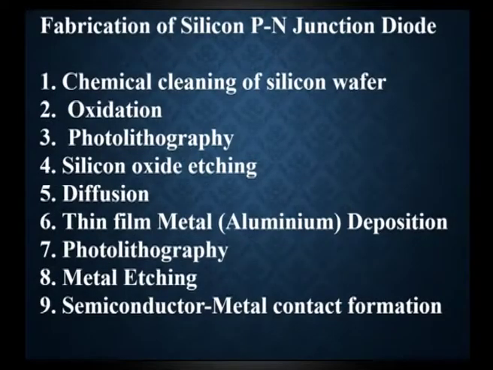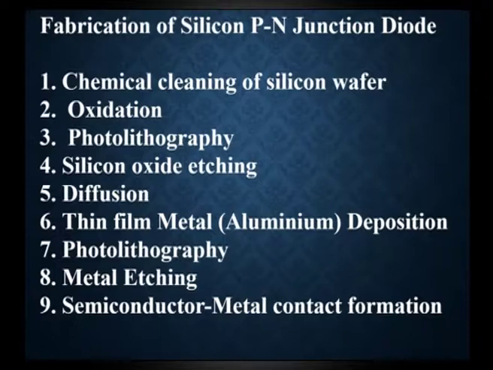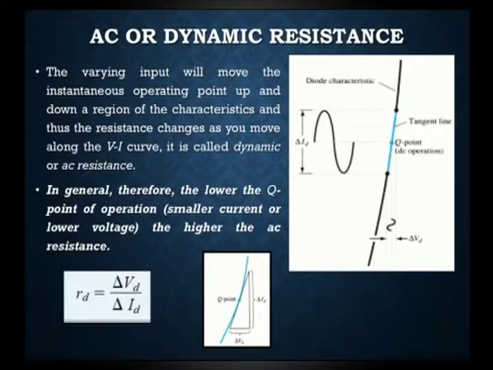Next we move on to another important topic, the fabrication of a silicon PN junction. The PN junction is fabricated in different process steps. The first step is chemical cleaning of the silicon wafer. The wafer is a silicon material, and the first thing we do is clean it chemically with an HF solution. Any unwanted impurities, dust or oxide layer present on the wafer can be cleaned with the HF solution.